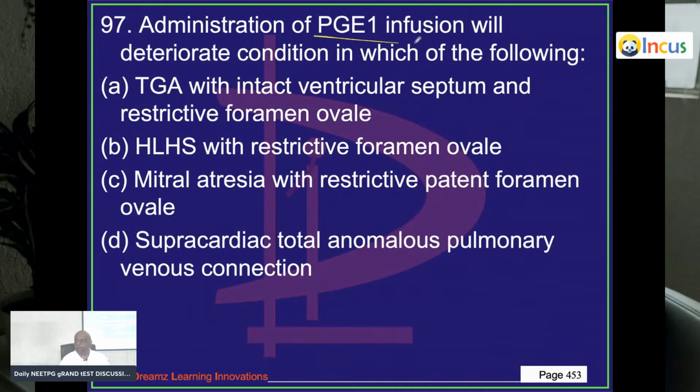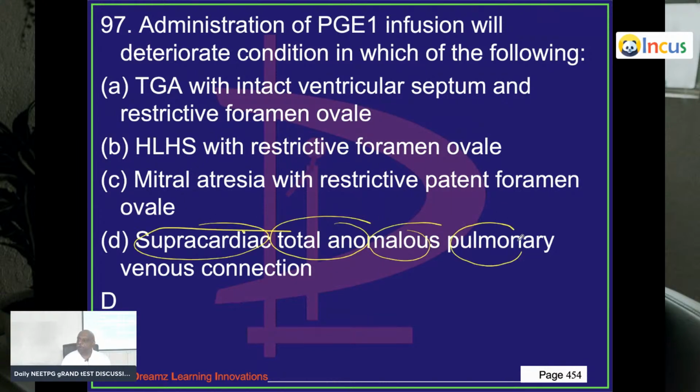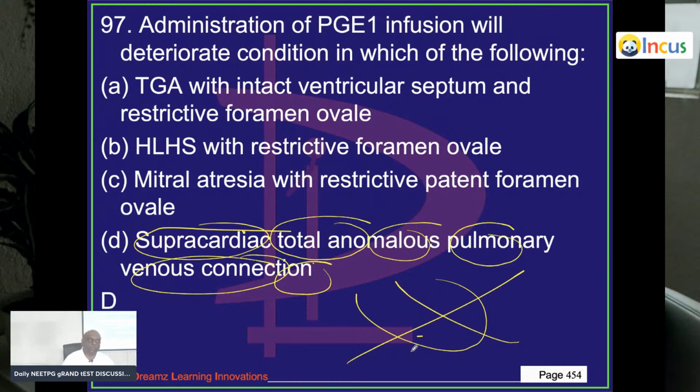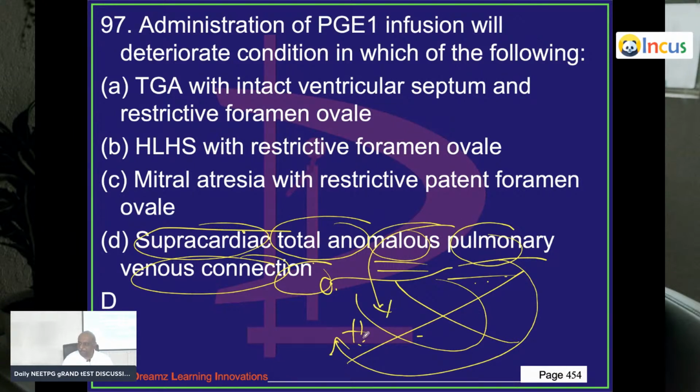PGE infusion will deteriorate which condition? Whenever there is any supracardiac total anomalous pulmonary venous circulation. See, what are the various ways by which total anomalous pulmonary venous circulation can occur? Right and left pulmonary veins combine. They can go and drain into SVC. They can go down and drain into IVC. Or they can directly drain into the heart.